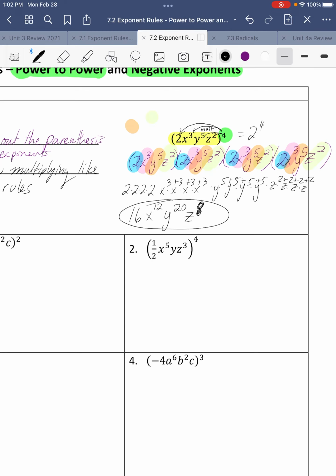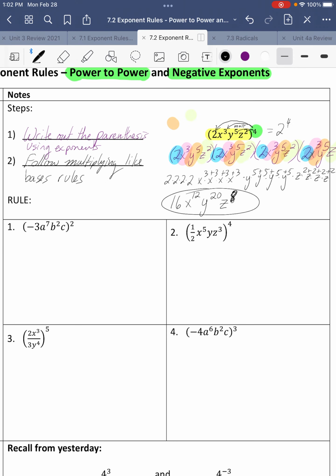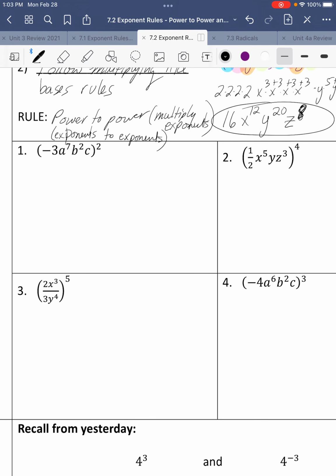Perfect. So the rule is when you have an exponent to an exponent or power to power, we multiply exponents. So I say power to power, I'll say exponents to exponents. That's another way of saying it. Exponents to exponents. All right, let's take a look at what we got.